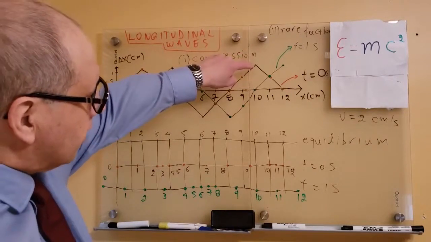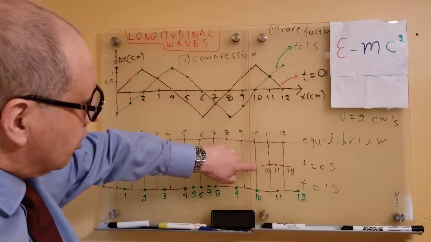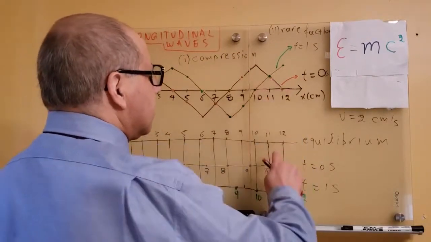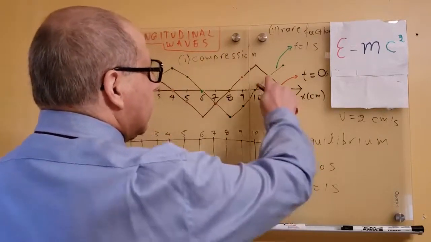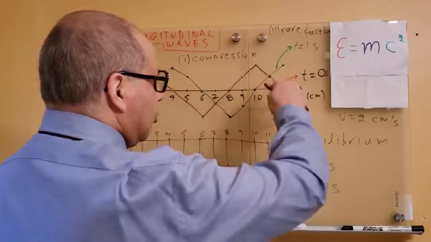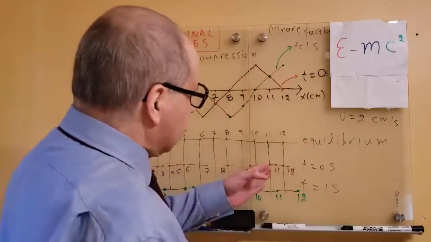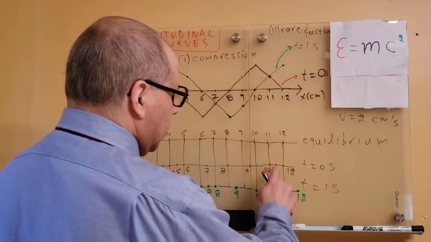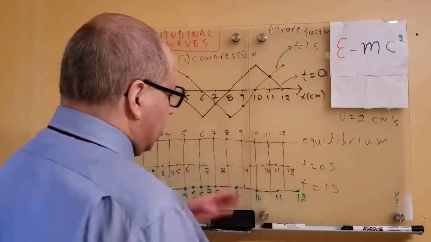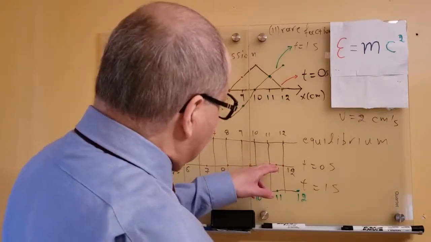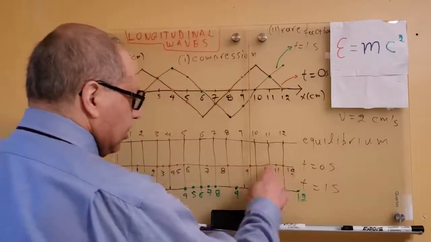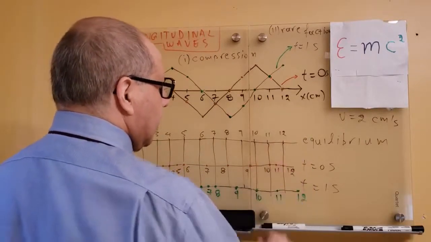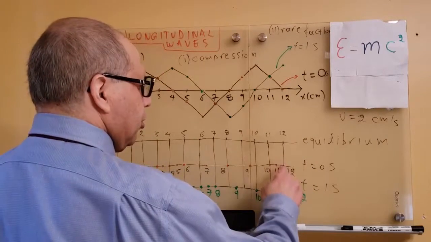Particle 10 is at the maximum to the positive, so it goes 1 to the right, so it's here. Particle 11 is again 0.5 up, so it's to the right of its equilibrium position, so at t = 0 it is here. And of course particle 12 is at the position of equilibrium, so it's here.